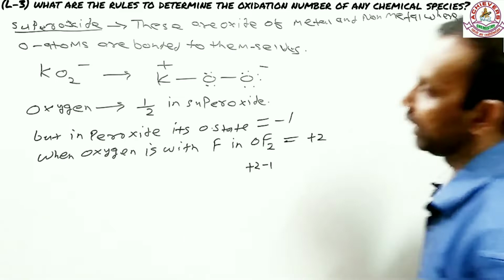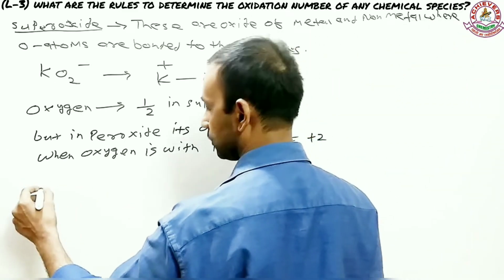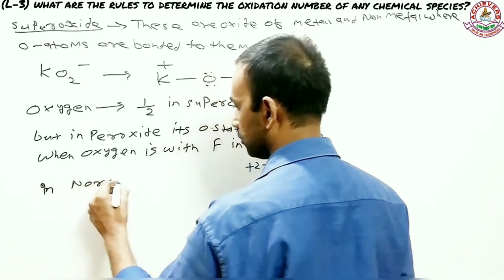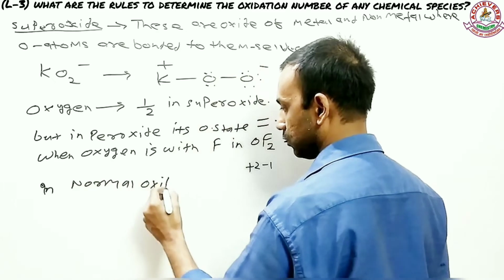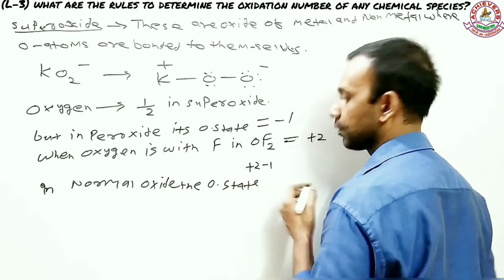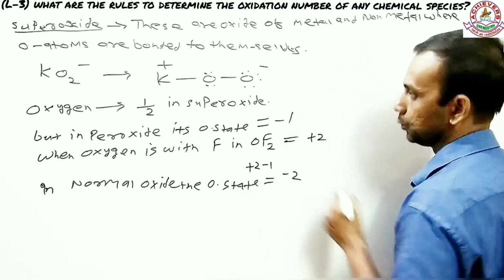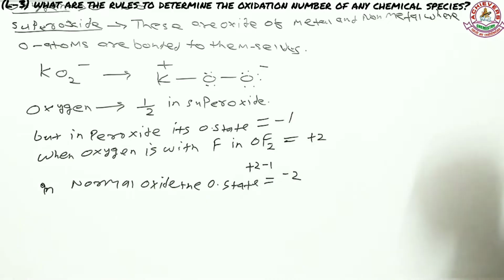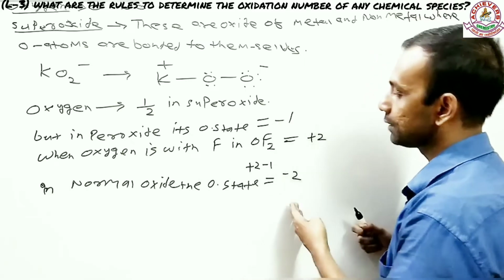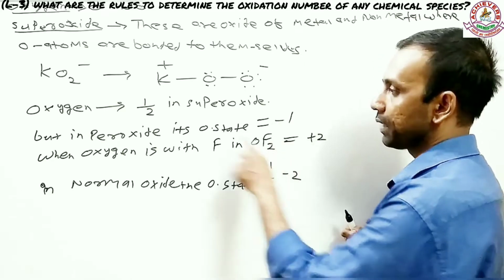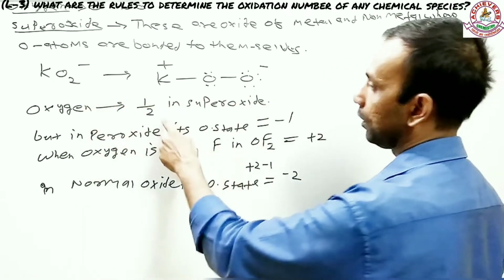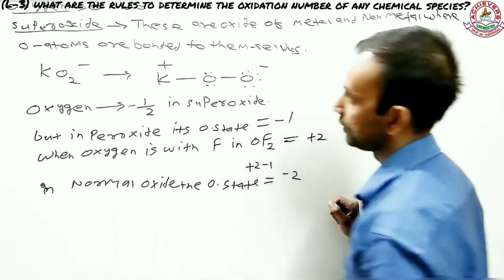Let me repeat everything about oxygen. In a normal oxide, the oxidation state is -2. So I hope you have understood that oxygen has oxidation number -2 under normal circumstances. It has +2 when it is with fluorine. It has -1 in peroxides, and in superoxides it has an oxidation number of -1/2.